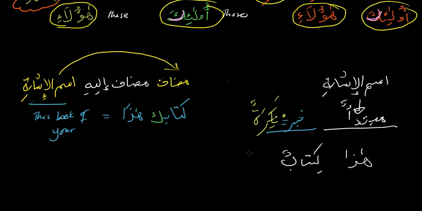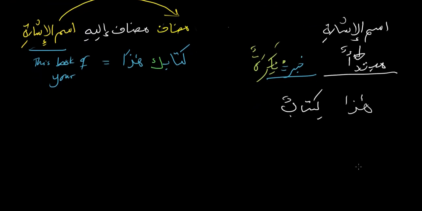However, if the khabar is also ma'rifa, then a suitable damir should be added between the mubtada, which is an ismul ishara, and the khabar for it to remain a complete sentence. If ism ishara is mubtada, the khabar is nakira. Haza kitabun, this is a book. But if the khabar is a ma'rifa, just look at this sentence: haza, al-kitab. So this is the book.